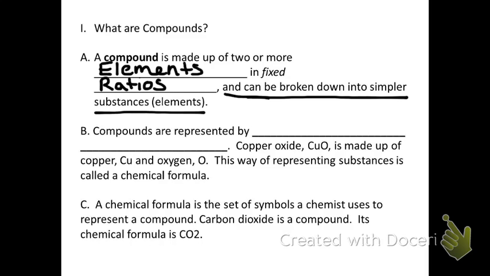So in other words, a compound is composed of two or more elements that are fixed together, and they come in a specific ratio. And we'll explain more what that ratio means in a minute, but it is really important that you understand that compounds are found in fixed ratios in the number of elements that are involved in that compound. And they can be broken down into elements themselves. Okay, a compound is represented by what we call a chemical formula.